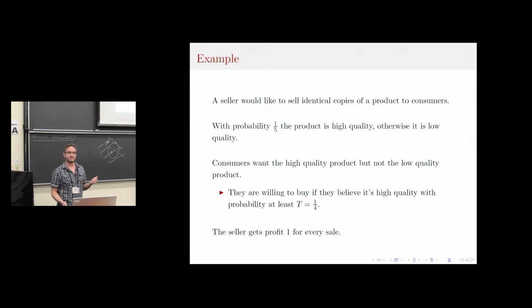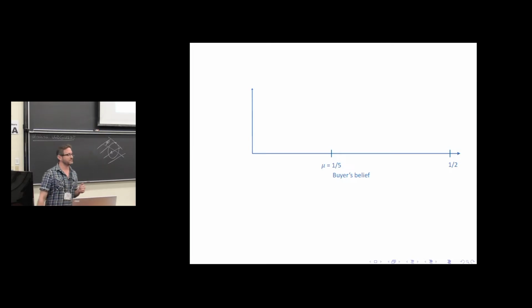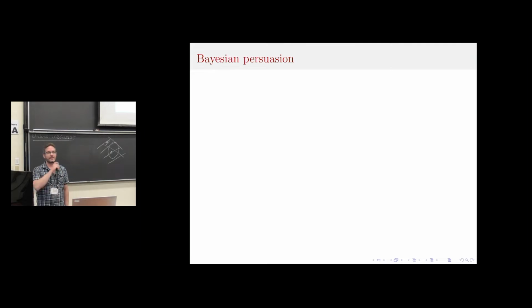Okay, so here's a picture that we'll see a few times in this talk. On the x-axis, I have the buyer's belief. It goes all the way to 1, but I've cut it off. Mu is the prior. That's his initial belief, 1/5. And on the y-axis, we're going to plot the seller's profit. This is the indirect utility function in Bayesian persuasion. As long as the buyer's belief is less than this threshold of 1/4, the buyer will not buy, and so the seller's profit is 0. As soon as the belief is above 1/4, the buyer is willing to buy, and the seller's profit goes up to 1. Okay. So first, let's talk a little bit about Bayesian persuasion.